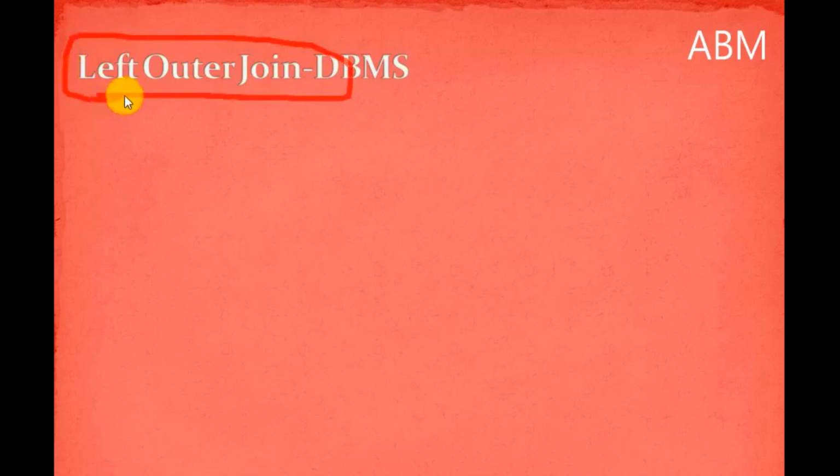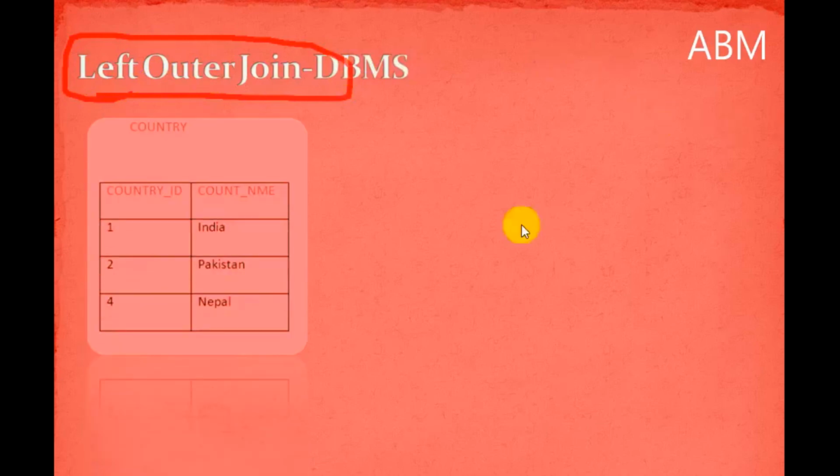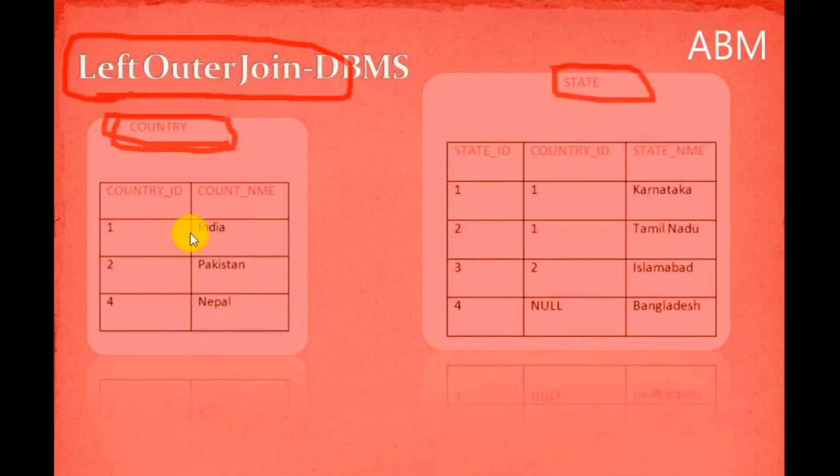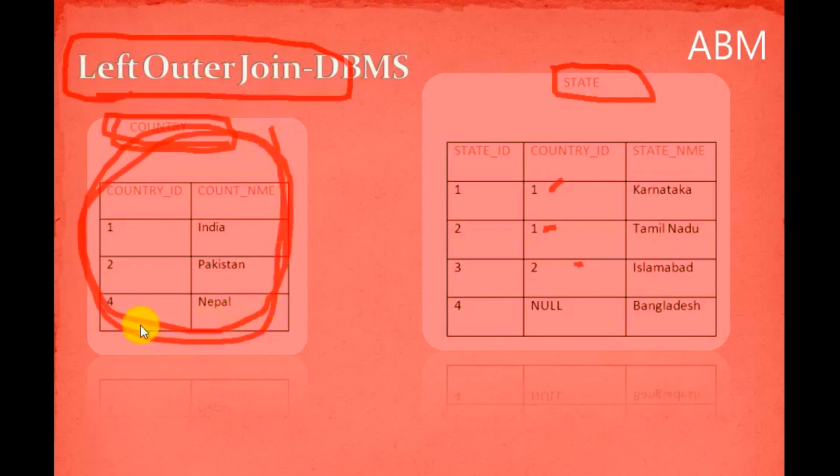The first is the left outer join. It takes the data from the right table according to the left table. We have one table with the name of country, and it has some data, and the second table is the state. For example, India, and India's country ID is 1, as you can see 1 and 1, and the states are Karnataka and Tamil Nadu, etc. For Pakistan it is 2, and Pakistan also has Islamabad, but you can see that Nepal's country ID is not listed here. But the left join will get the data according to the left table. So all the data related to the left table will be shown, but it will not consider the second one. It will just get the data for the left table.